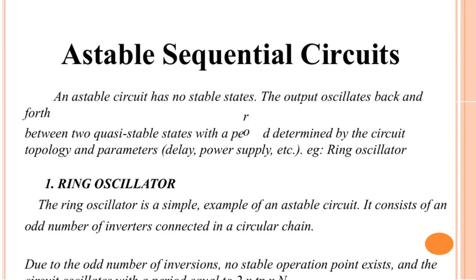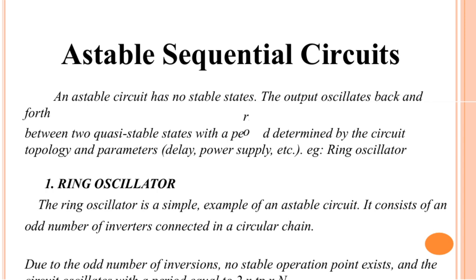A common example is the ring oscillator. This circuit is made up of an odd number of inverters connected in a loop. Because of the odd number of inversions, the circuit can't settle into a stable point, so it keeps oscillating. The oscillation period is determined by twice the propagation delay per inverter multiplied by the number of inverters. This simple design effectively demonstrates how astable circuits operate by relying on the intrinsic delays in the components to produce continuous oscillations.